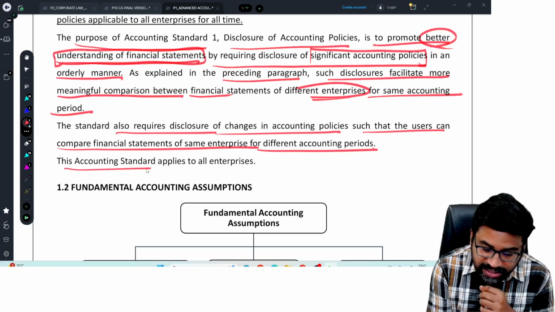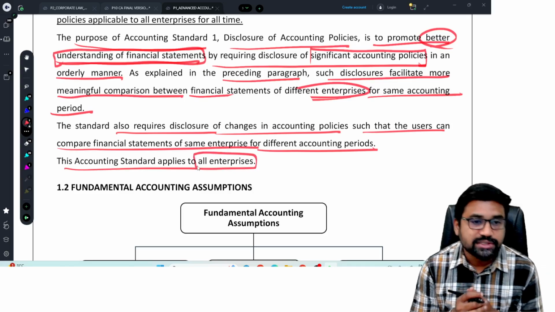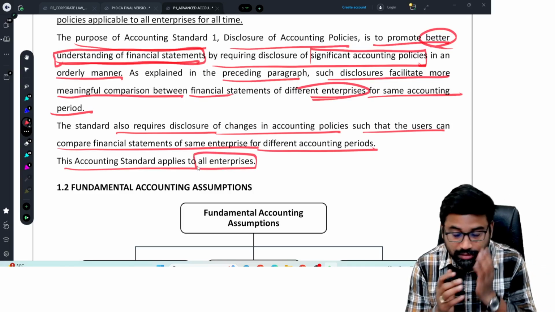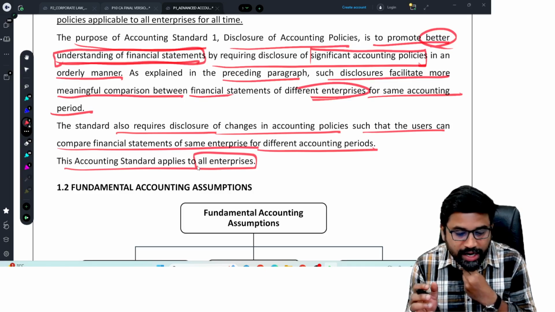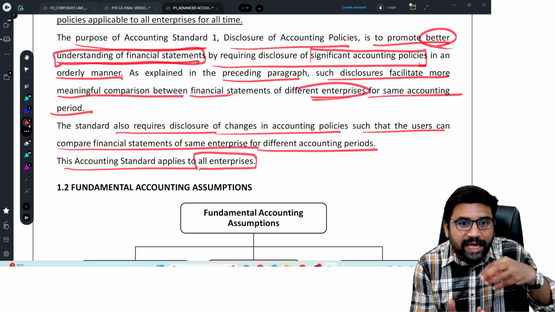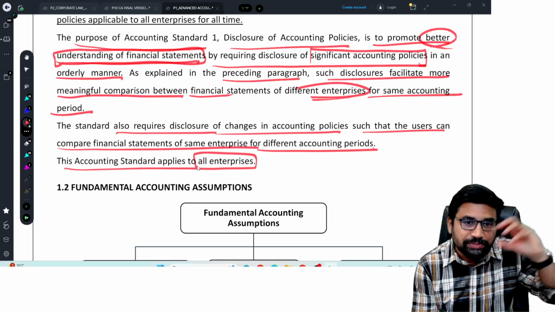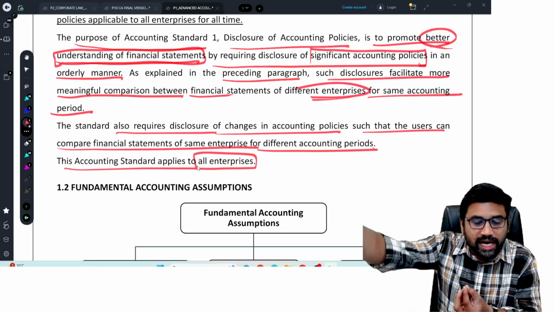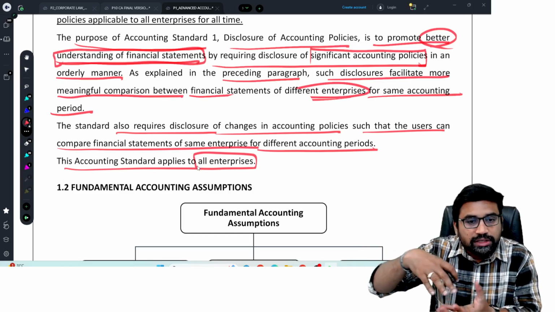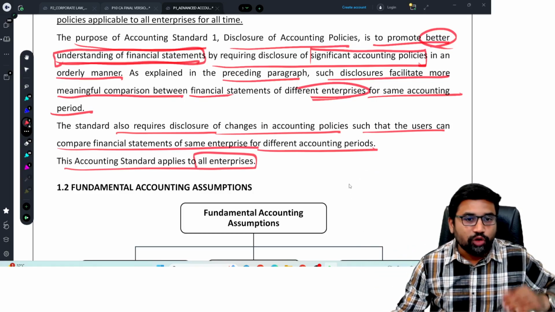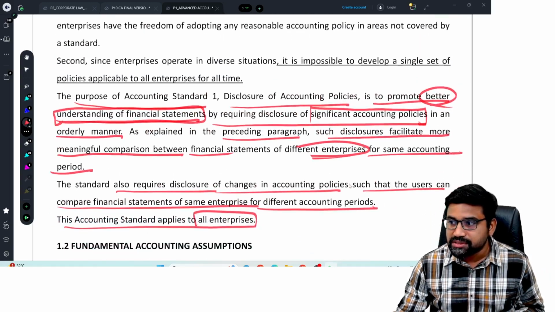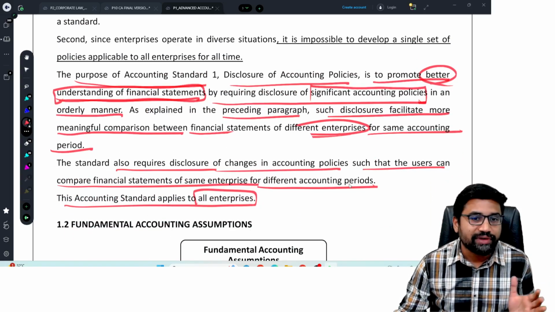So this accounting standard applies to all enterprises. So there is no exception. This standard has to be followed by everybody. And you compare your financial statements of current year with previous year, or you can compare with others. For both the things to be done, you should disclose the accounting policies, what you are following in the preparation of financial statements. So that is the main objective of accounting standard 1.